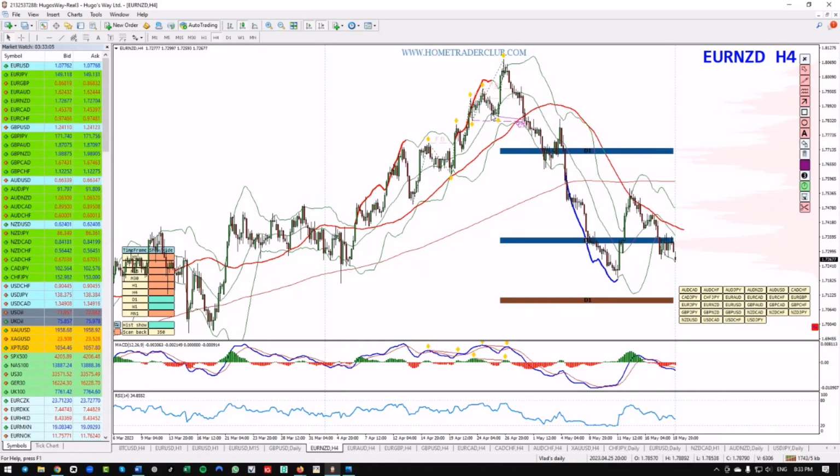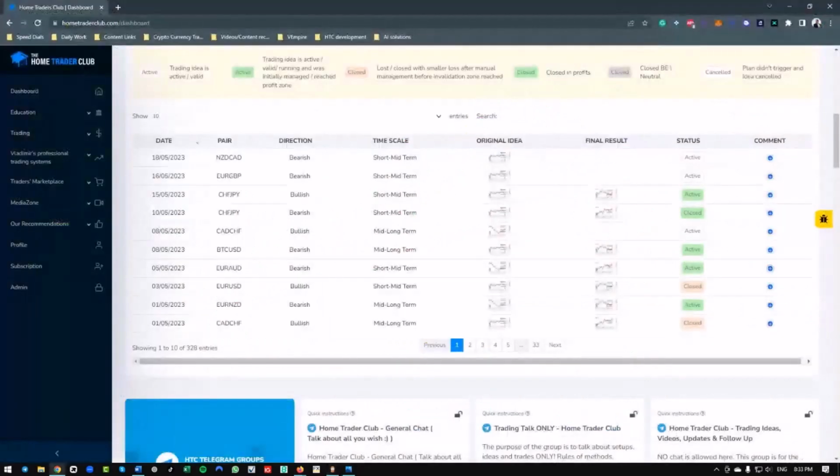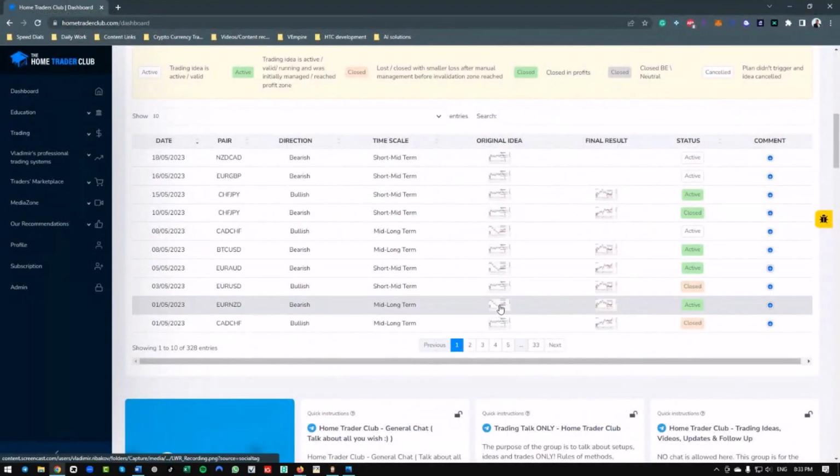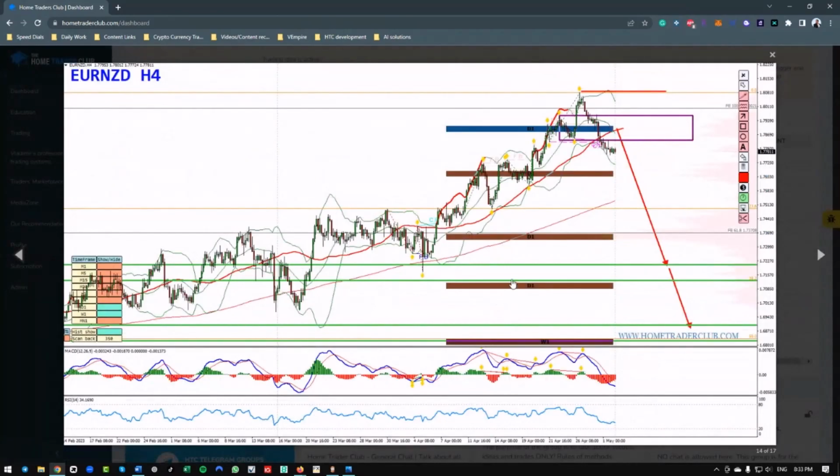So what we want is the broken support becomes a resistance and the previous high becomes supply. Oops, let me just redraw that a little bit. So what we want is this zone to hold. As long as this area holds, any pullback towards this area is your opportunity to go and join the sell. And this is exactly the execution we did here in our Home Trader Club call.